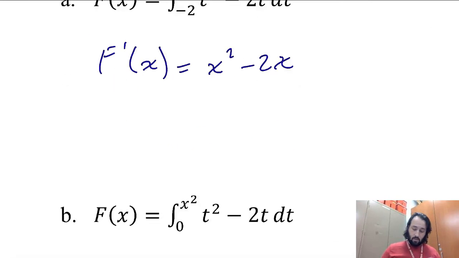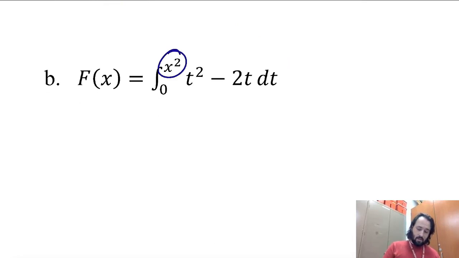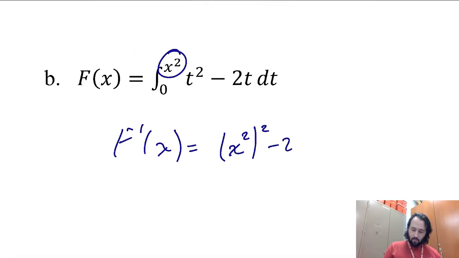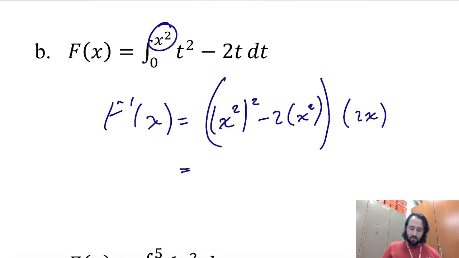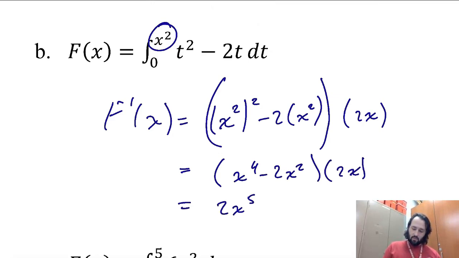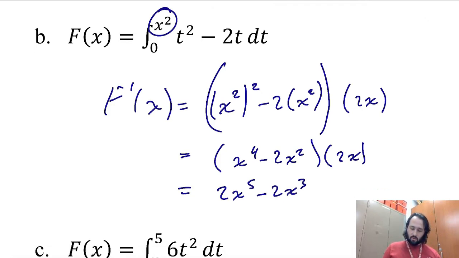Sweet. All right. Now here in this case, I have an x squared. So if I want to do the derivative, then I need to put in x squared and then multiply that by the chain rule by 2x. And that would be it. You could simplify this stuff if you want to, as far as distributing everything out. So that would be x to the 4th minus 2x squared, times 2x. So this would be 2x to the 5th minus 2x to the 3rd.